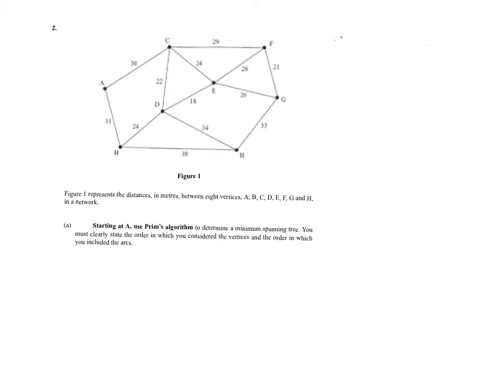So a minimum spanning tree. A spanning tree has to include all the vertices, and a minimum spanning tree has to make the total length of the arcs as small as possible. So Prim's algorithm says choose any vertex to start the tree. Well, they tell you to start at A, so let's put A here.